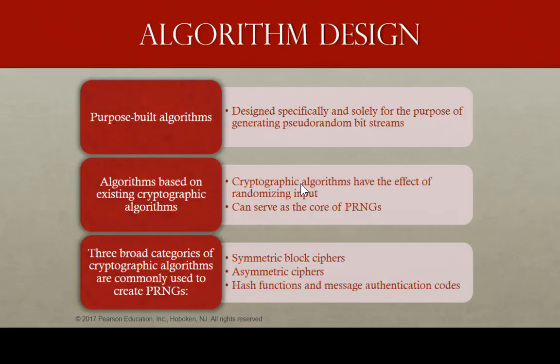Three broad categories of cryptographic algorithms are commonly used to create PRNGs: symmetric block ciphers, asymmetric ciphers, hash functions, and message authentication codes. Any of these approaches can yield a cryptographically strong PRNG. A purpose-built algorithm may be provided by an operating system for general use. For applications that already use certain cryptographic algorithms for encryption or authentication, it makes sense to reuse the same code for the PRNG. Thus, all of these approaches are in common use.